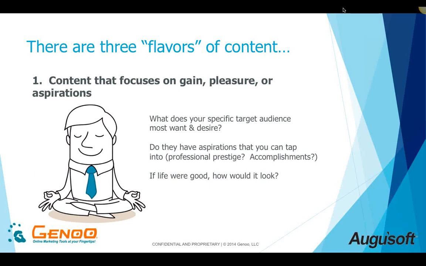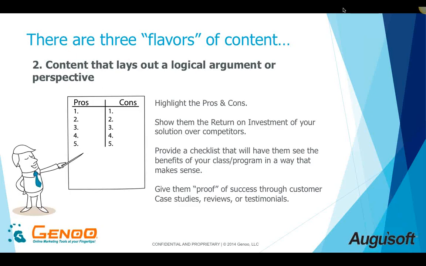That's the first flavor. The second flavor, and this is what we see a lot in marketing, lays out the logical argument or perspective. You can highlight the pros and cons. You can show a return on investment over your competitors or how they would calculate it. You can provide a checklist that would have them see the benefits of your class or program in a way that makes sense. You give them proof of success through customer case studies, reviews, or testimonials. This is all logical argument, right? So that's another kind of content that you can use.